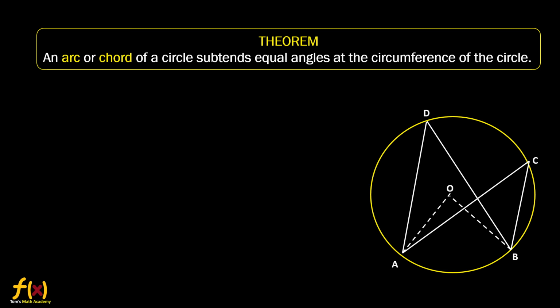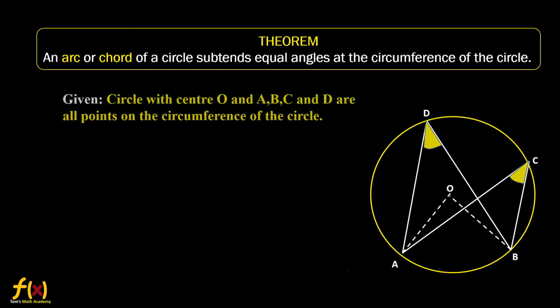Subtends equal angles. Look at the arc subtending an angle at C, and another angle at D. The theorem says these two angles are equal. They are on the circumference. So we know that angle AOB is 2 times angle C. AOB is again 2 times angle D. Therefore, angle C must be equal to angle D. That's the proof, a simple proof.